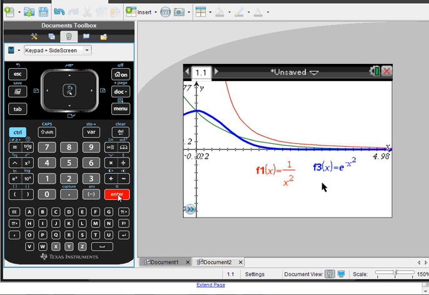So do you want to go back and look at that other one? No, that was e to the minus x squared. Yeah, e to the minus x squared is, look how fast it goes to 0. Yep, you have time to work.